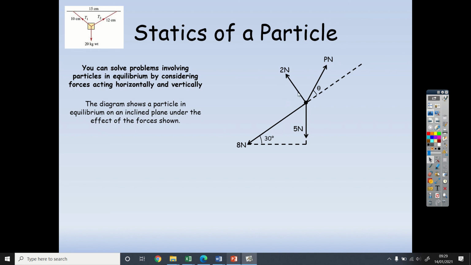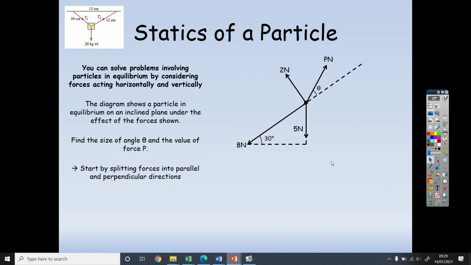So what we want to do is split our P and our 5 newtons into the directions that are parallel and perpendicular to the plane again. And then eventually we want these unknown things, right? We want angle theta and the force P. So that's splitting off into parallel and perpendicular. P cos theta, P sine theta. The 5 newtons splits up like the last one, 30 degrees in there, 5 cos 30, 5 sine 30.